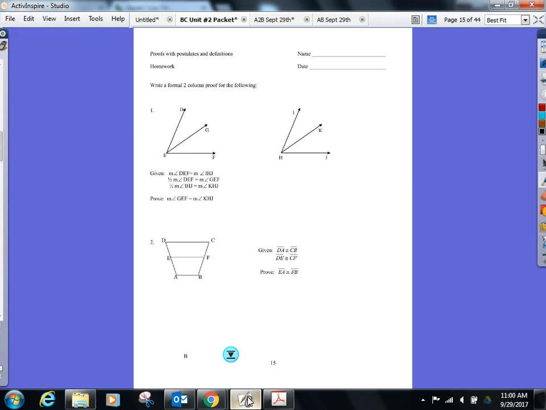Okay, here we go. Number one. You should have had the following in your proof. Obviously, the givens for statement and reason one. And statement two should have just been that GEF was congruent to KHJ because halves of equal quantities are equal. You guys already had the half statements here. You already had the pair of equal quantities. So all you needed to write in was halves of equal quantities are equal.